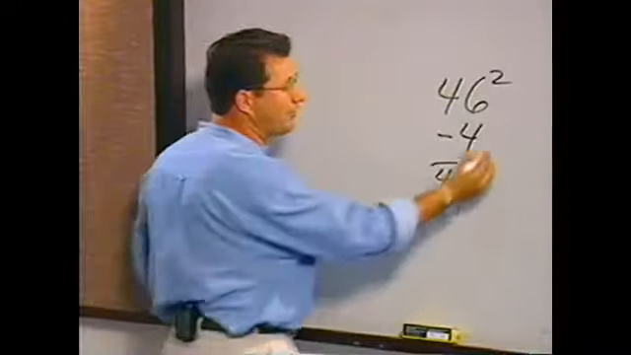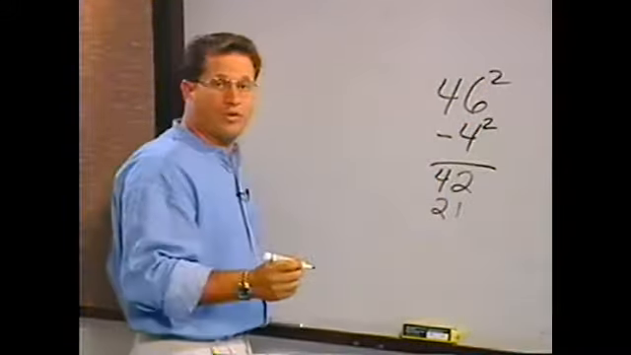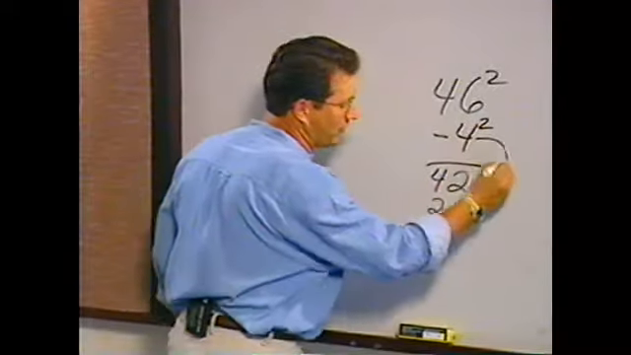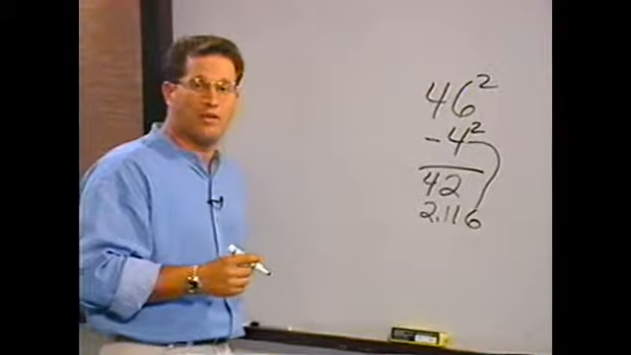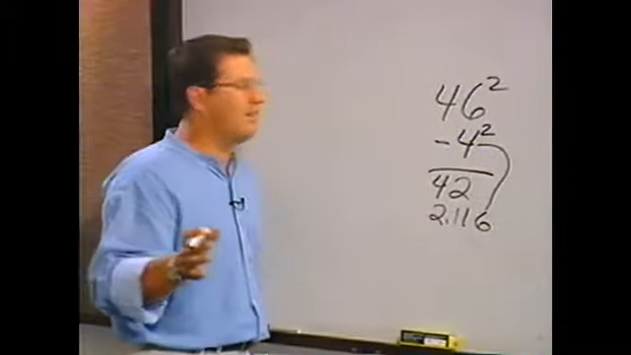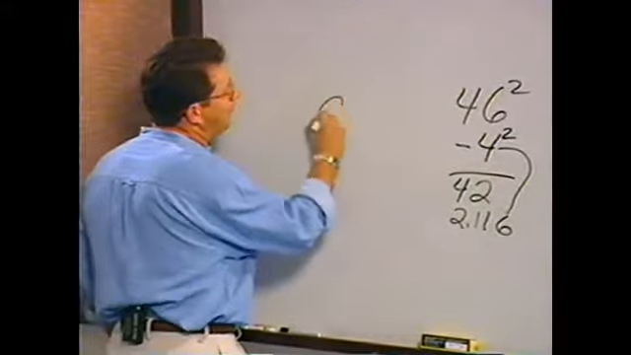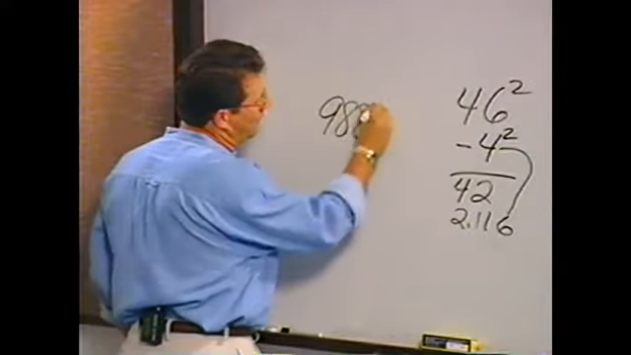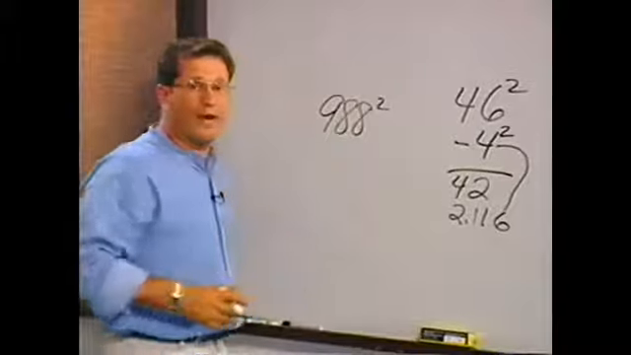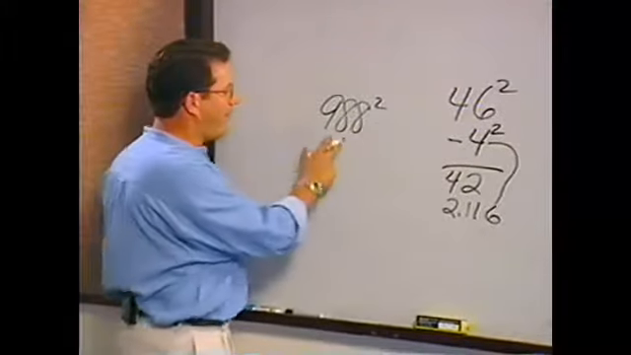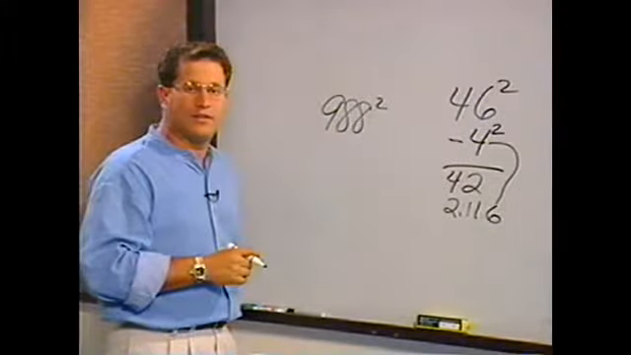And now to get the rest of the answer, just square the number in the middle. What's 4 times 4? 16. You bring it right down behind the 21, and there's your answer, 2,116. Works for all kinds of numbers. What if I gave you 988 squared? Obviously, it's not even close to 100, but it is really close to 1,000, isn't it? How far away from 1,000 is 988?